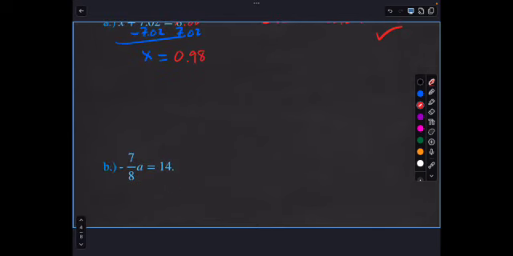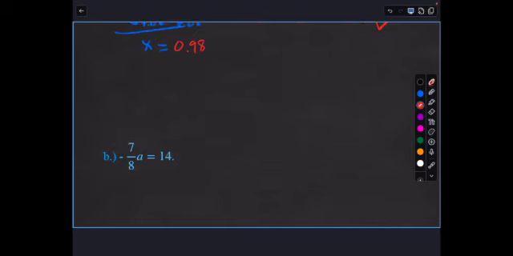Part B of example 4. We have negative 7 over 8a equals 14. Don't know why there's a point there, but we will pretend like it doesn't need to be there. So we have negative 7 over 8a equals 14. Anytime you have a fraction, let's treat it as a multiplication. If we want to get rid of this negative 7 over 8, we're going to end up dividing by negative 7 over 8. Divide by the same value.